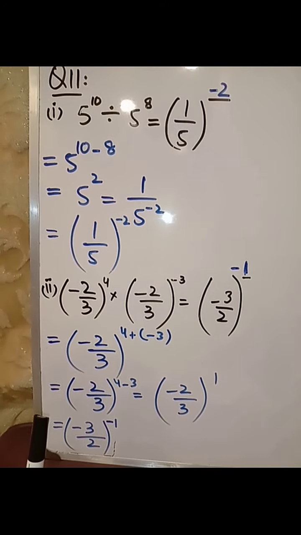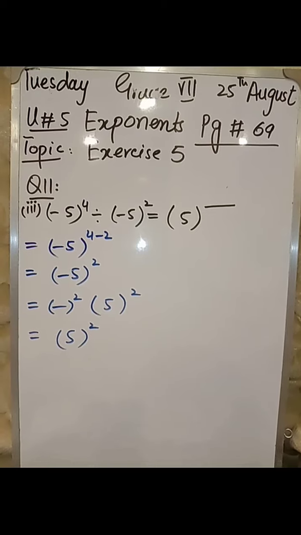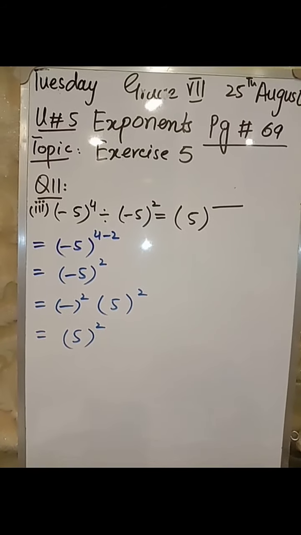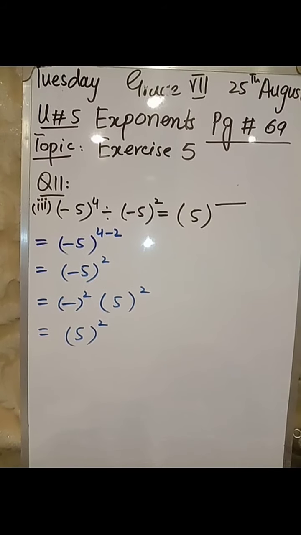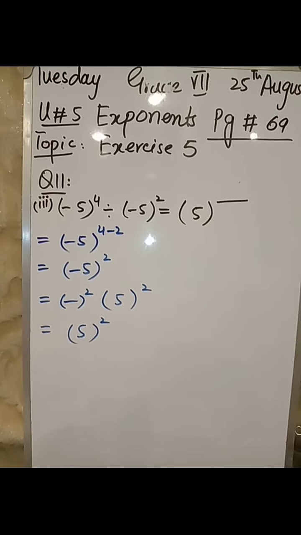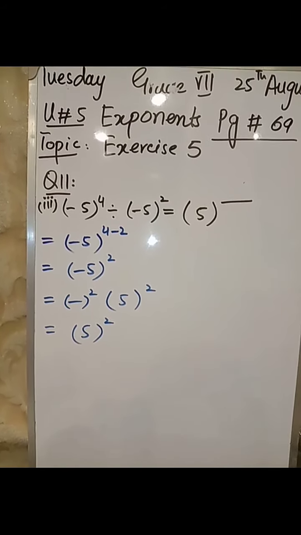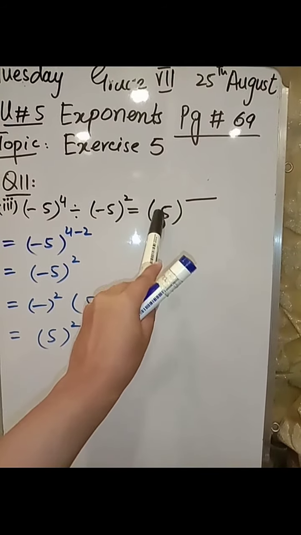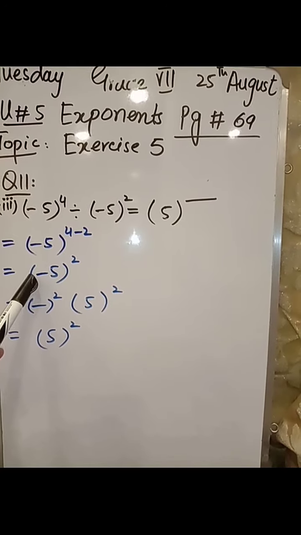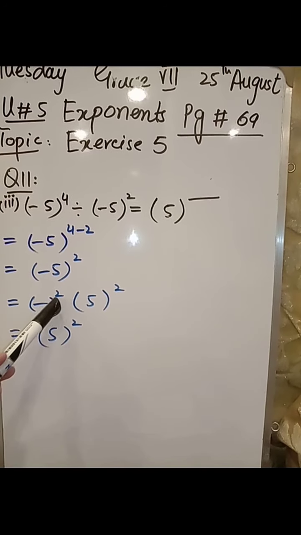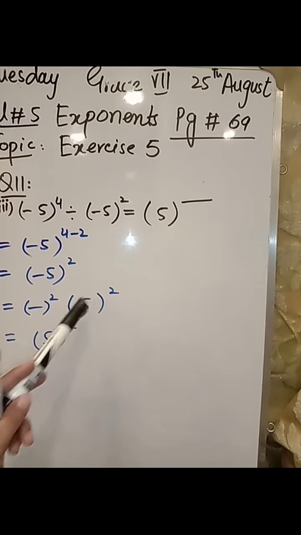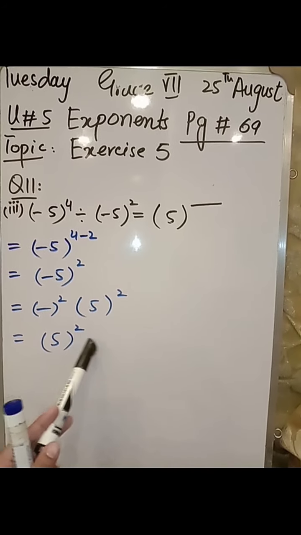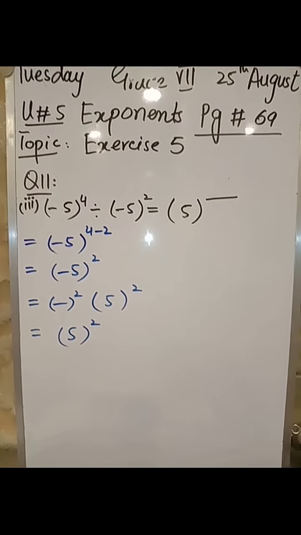Moving towards part 3, let's have a look. We have this type of question. When both bases are dividing with each other, their exponents will be subtracted from each other. So we will subtract 2 from 4. Then we are left with minus 5 square. As we have only 5, you will separate minus and 5. Minus square will become plus and 5 square. We are left with 5 square. So what is the power of 5? Which is 2. So you will fill the blank with 2 only.